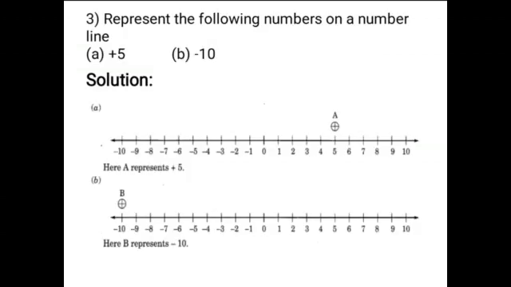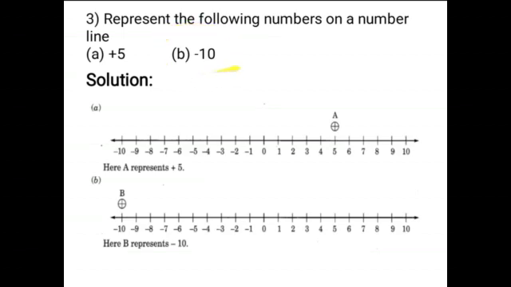See question number 3. Represent the following numbers on a number line. First of all, we have to draw a number line. Here we have to put 0. On the right side of 0, we have to write 1, 2, 3, 4 and so on. And on the left side of 0, we have to write -1, -2, -3, -4 and so on. Now, just find the number +5 and name it as A. So here A represents +5.